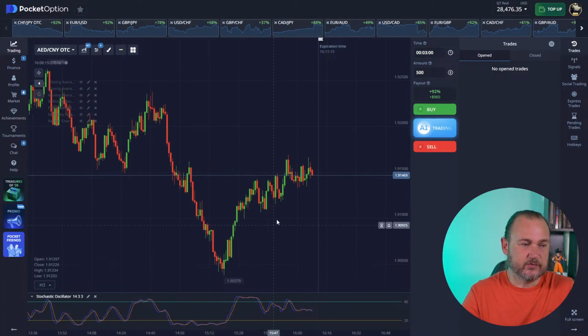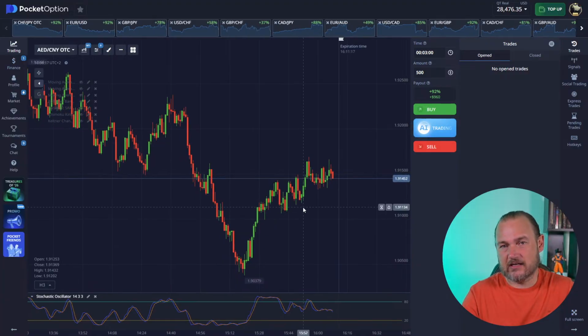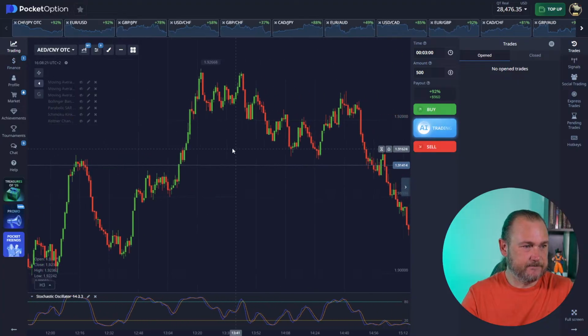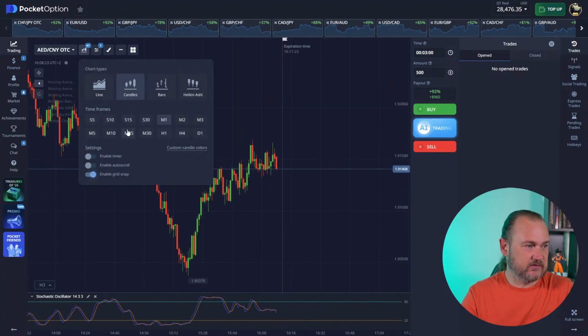So how can we determine when we can and cannot use those levels? It's fairly easy. Let's go to a 5-minute chart.